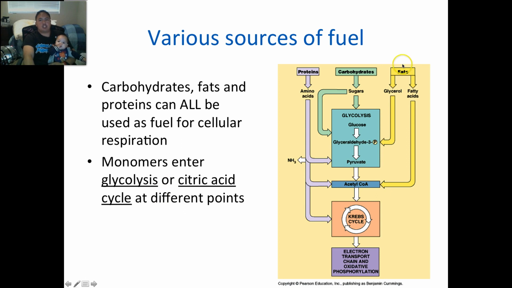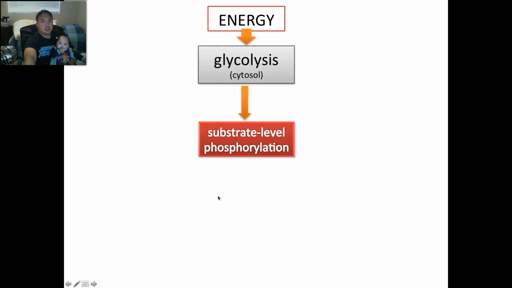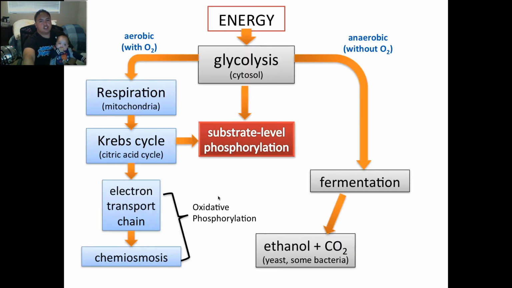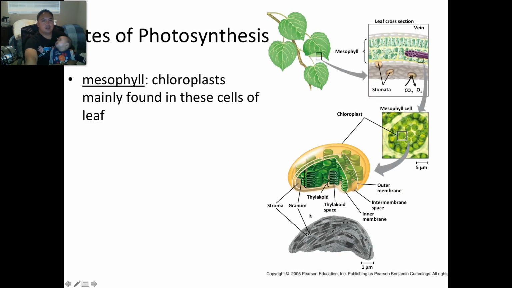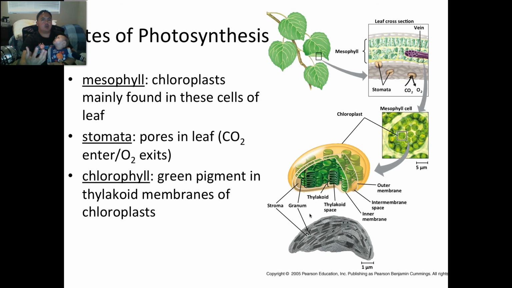And depending on what you are, like if you're a fat or if you're a protein, you enter respiration at different points. So unless you're tired of seeing this chart, which we did before, energy goes through glycolysis, which is respiration, glycolysis, the Krebs cycle, and then the electron transport chain. If you don't have oxygen, that's called anaerobic. You go through fermentation, which creates either lactic acid or ethanol, so you can keep doing glycolysis. And then the last thing for this video, we're going to talk about photosynthesis.